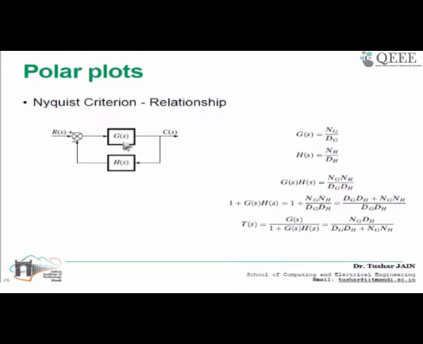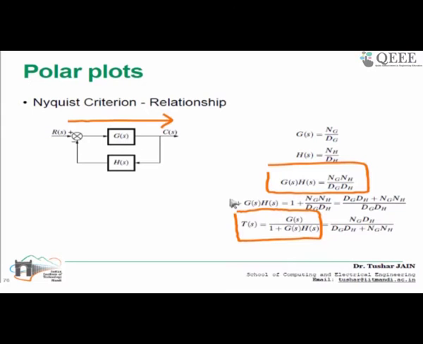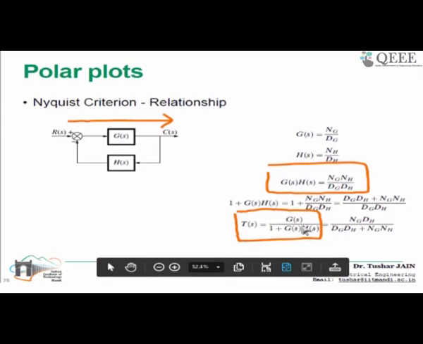Let's say I have this feedback loop where G(s) is my plant and H(s) is my controller. You can rearrange it into a unity feedback closed loop as well. If I have a transfer function of G(s)H(s) written in this way, with the numerator and denominator of G and the numerator and denominator of H, this is how I can write my forward path, the multiplication of G(s) and H(s), and also 1 plus G(s)H(s). You know from the earlier lectures that the closed loop is given by G over 1 plus G(s)H(s).